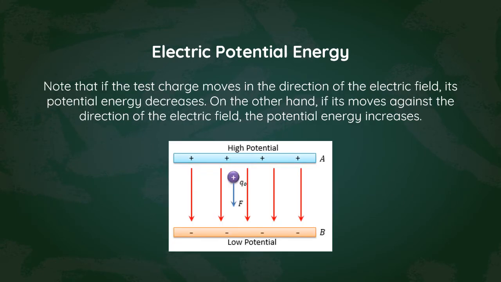It's also important to take note that if the test charge moves in the direction of the electric field, its potential energy decreases. On the other hand, if it moves against the direction of the electric field, the potential energy increases. So it somehow works like gravitational potential energy.